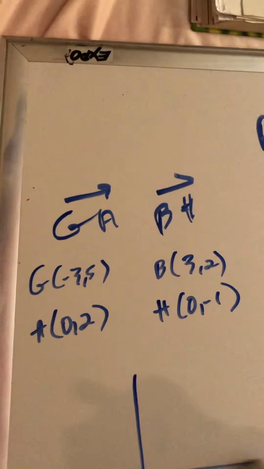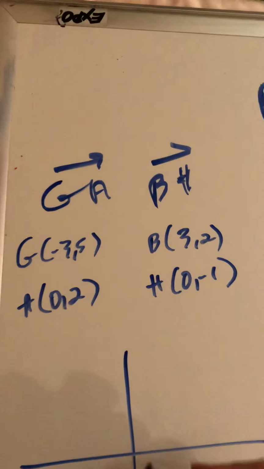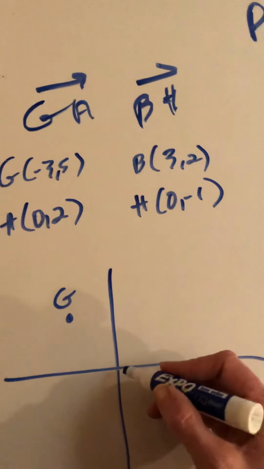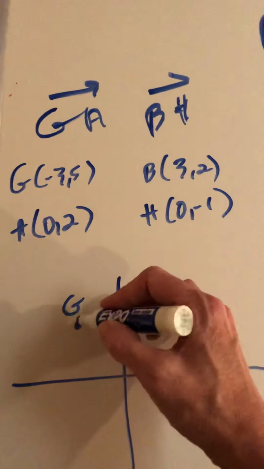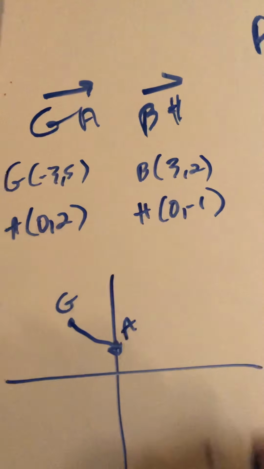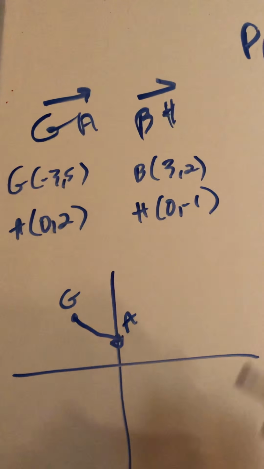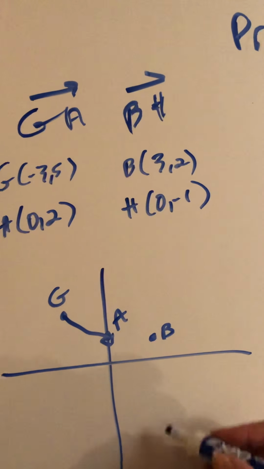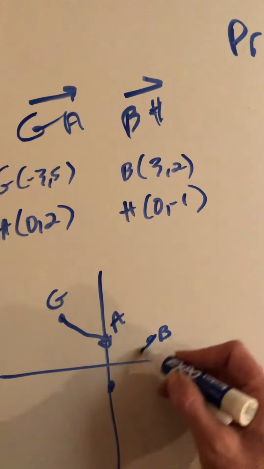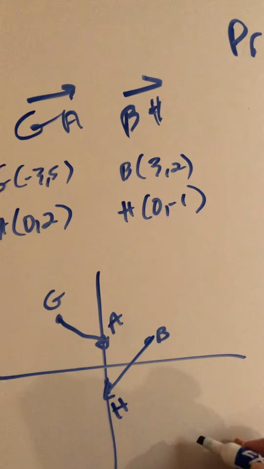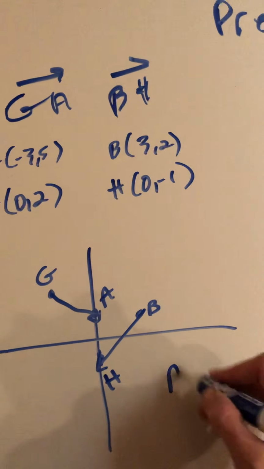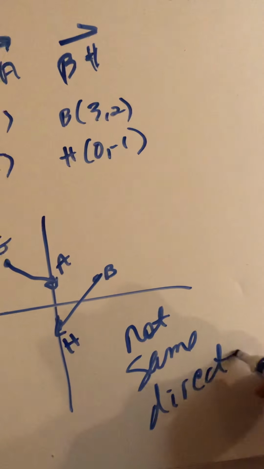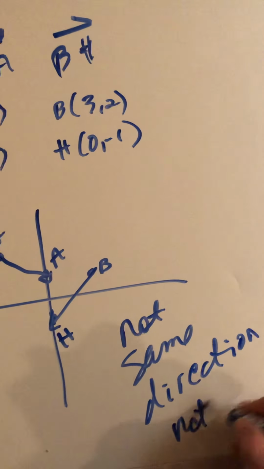So first thing you're going to do is draw this. You're going to draw G is -3, 5. So here's G right there, -3, 5. A is 0, 2. So 0, 2 right there. So we're going from G to A. So there's that direction for that one. Then for B, it's 3, 2. So right 3 up 2. This is B. And then H is 0, -1. So that's going from B to H. So these do not have the same direction. Not same direction. So they can't be equivalent. So these are not equivalent.